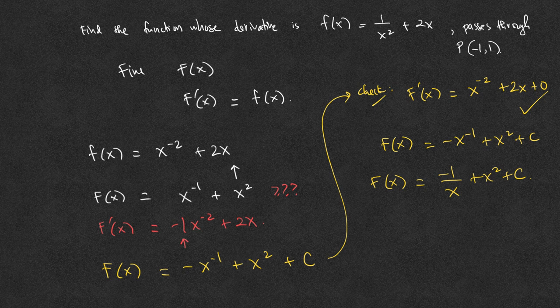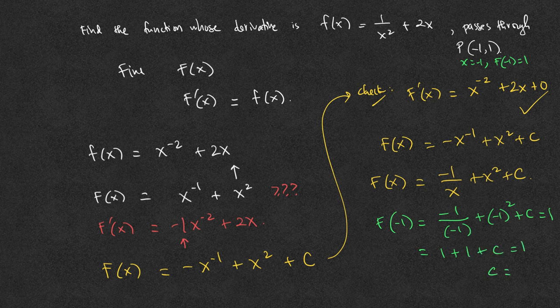There is another condition here. The graph of the capital F of x has to pass through the point -1, 1, meaning when x equals -1, the capital F of -1 is 1. We plug -1 into x. The right hand side is -1 over -1 plus -1 squared plus c, and the output is 1. -1 over -1 is 1. -1 squared is positive 1.